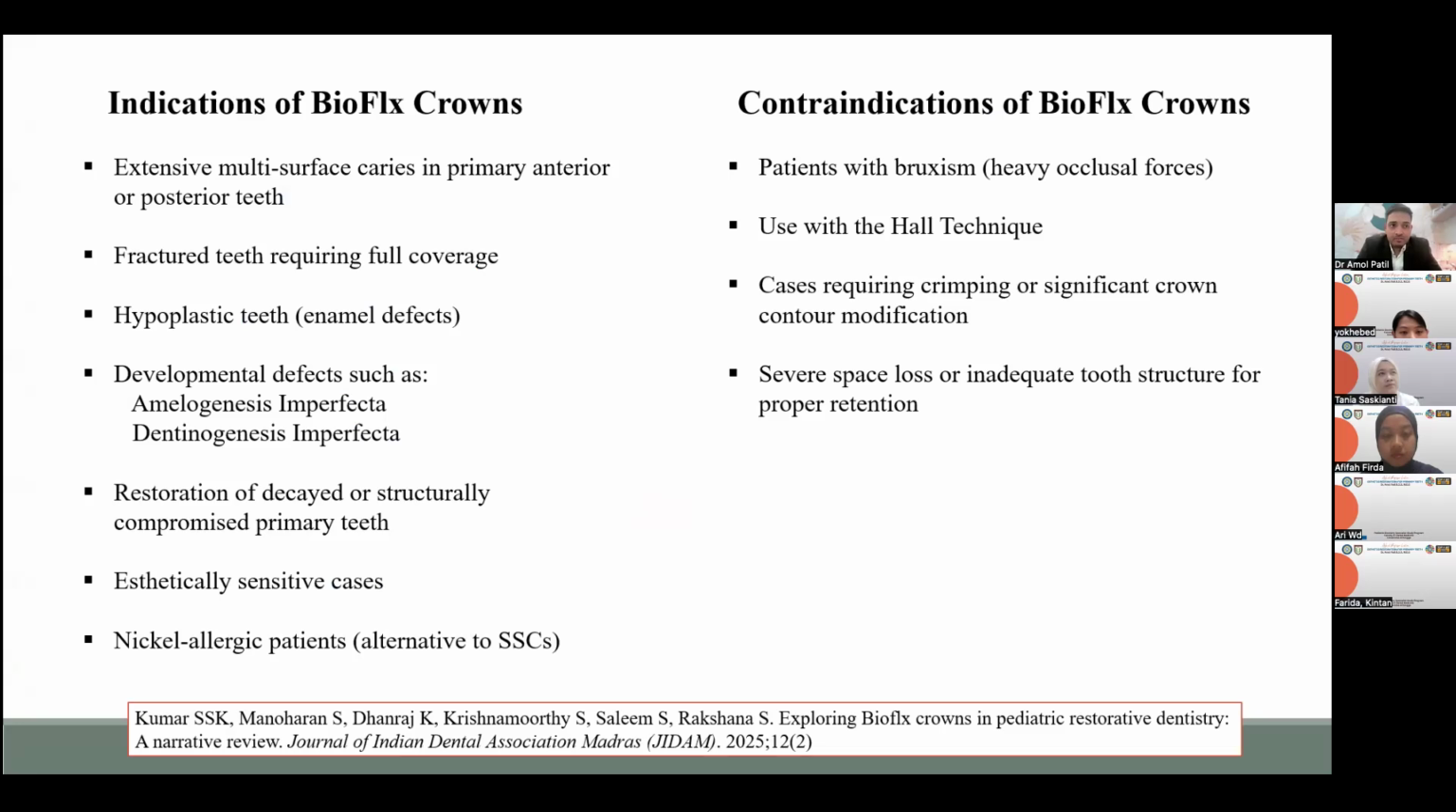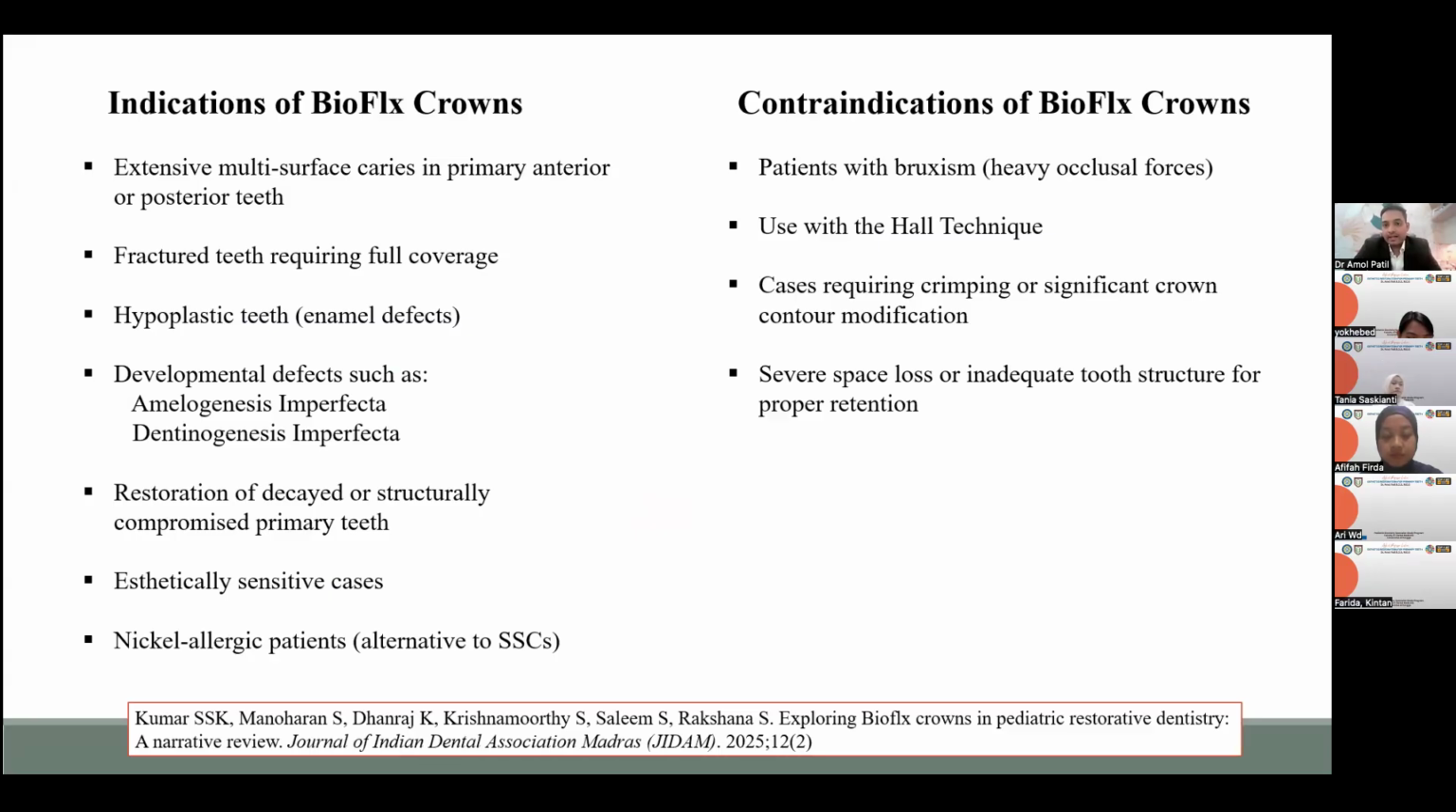What are the indications? Most commonly fractured teeth, hypoplastic teeth, restoration of decayed teeth, and patients with concern for aesthetics. Contraindications: if the patient has a habit of bruxism or clenching, then it's a complete no. Because I have certain cases where I have seen wear of these Biflex crowns, because they are made up of high grade resin. There is a high possibility of wear of these crowns if you give them to patients who have a clenching habit.